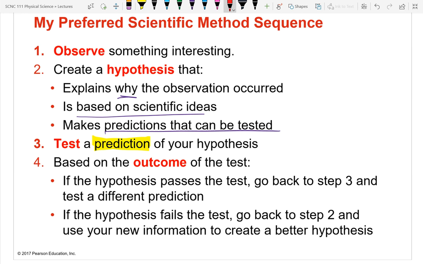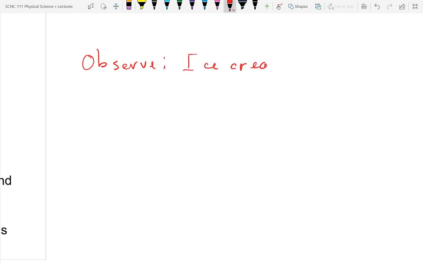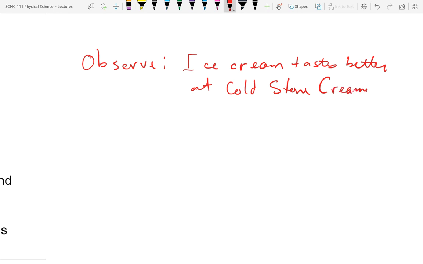Let's do a practical application, because after all, I told you I'm going to give you an observation on the test. This is my favorite observation. You observe: ice cream tastes better at Cold Stone Creamery than, that's an A, than at the dairy.